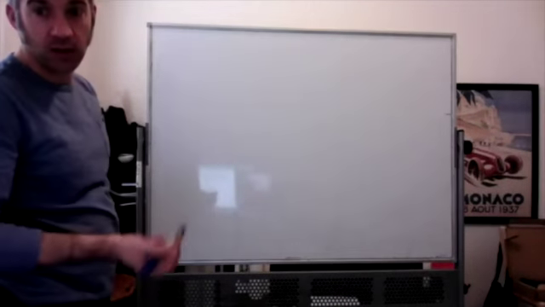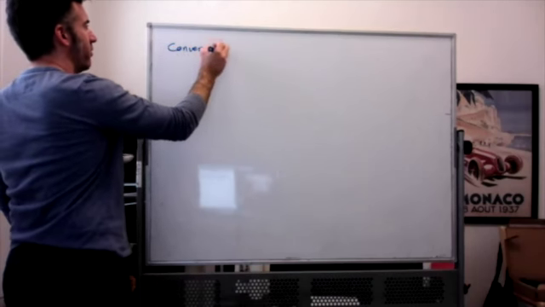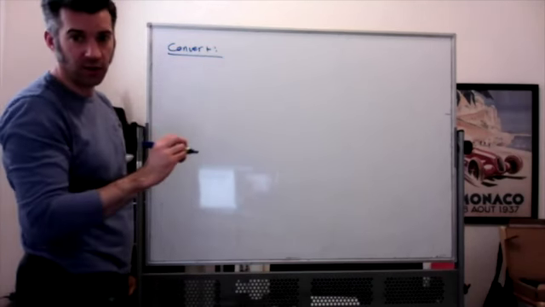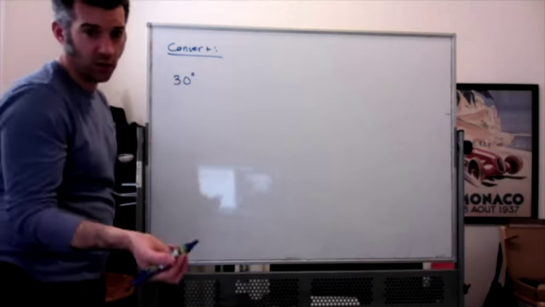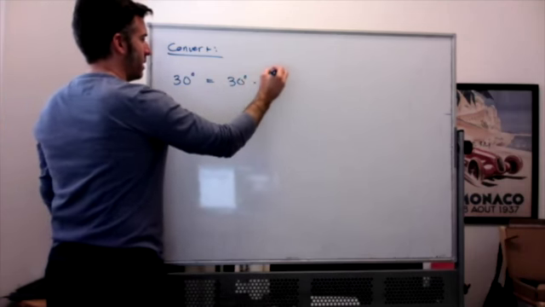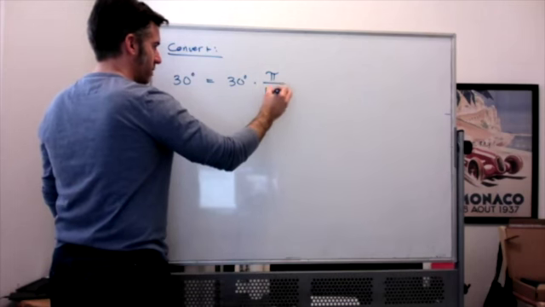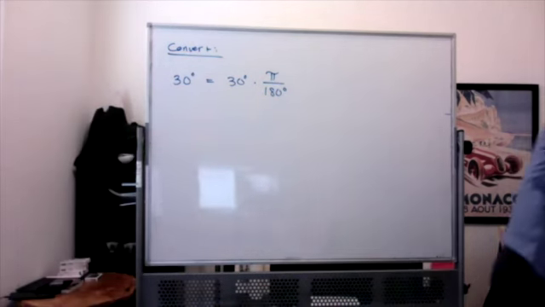Okay, so let's convert from degrees to radians. Let's convert, say, 30 degrees. To convert 30 degrees, we're going to multiply by pi radians over 180 degrees. And oftentimes, things are going to cancel.